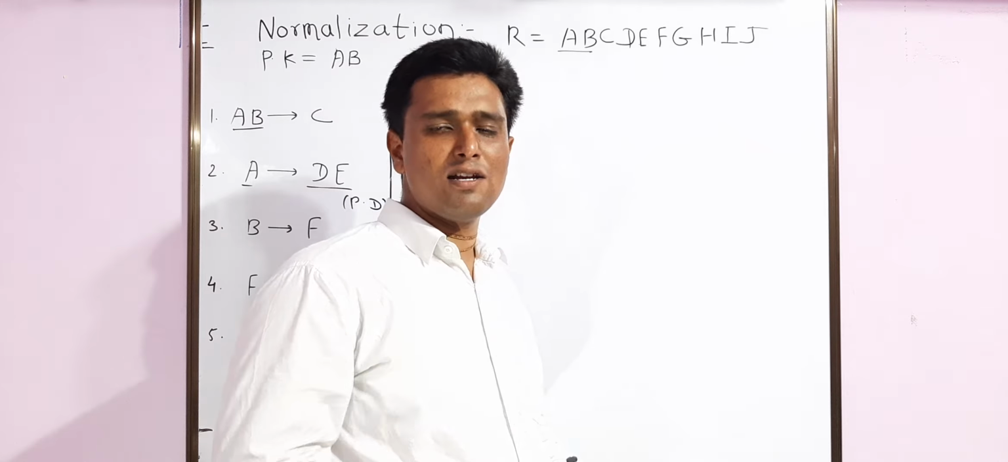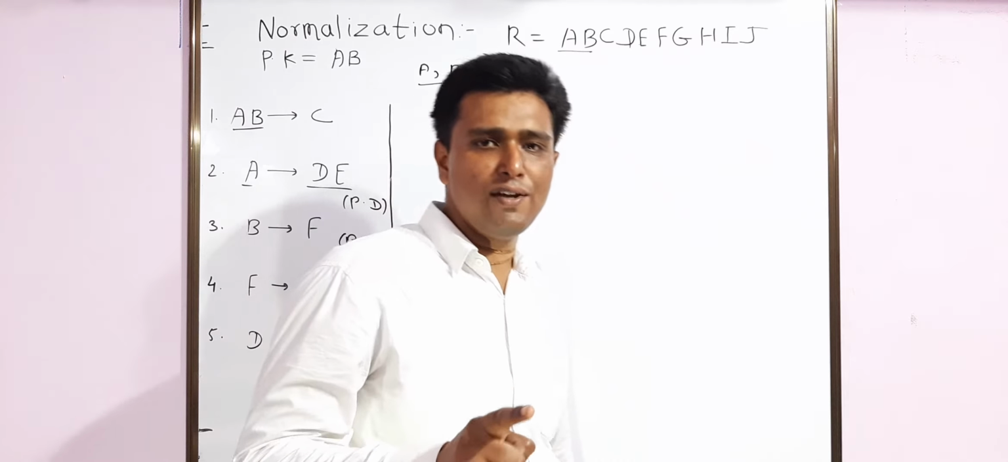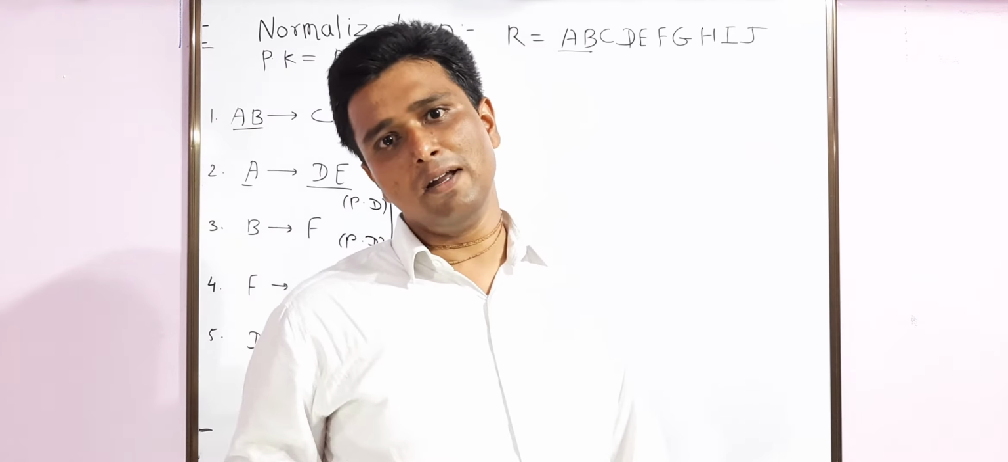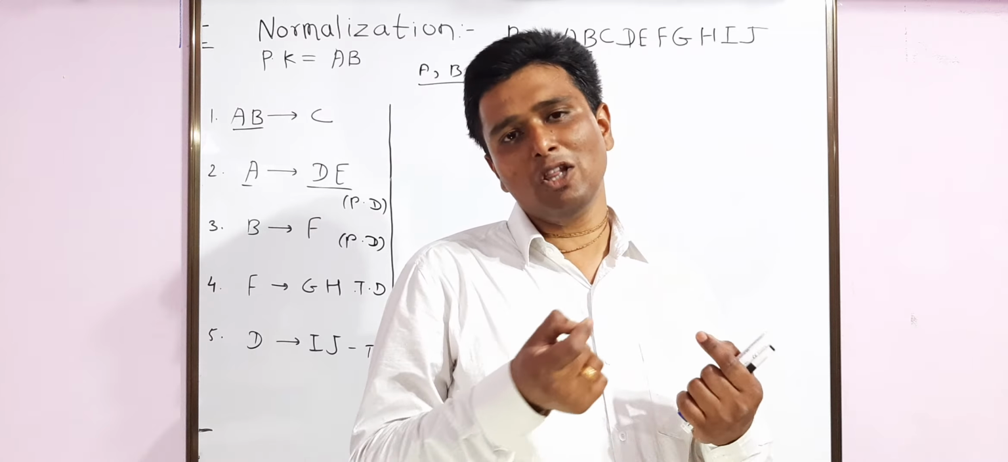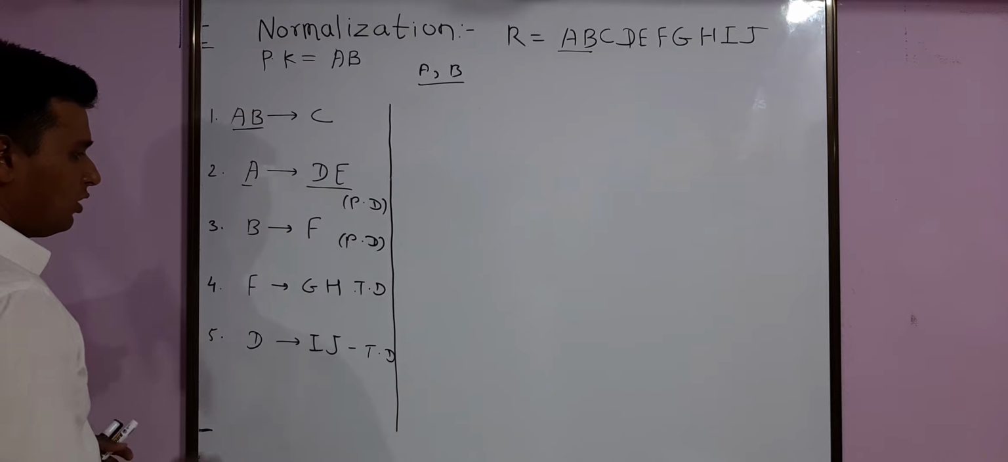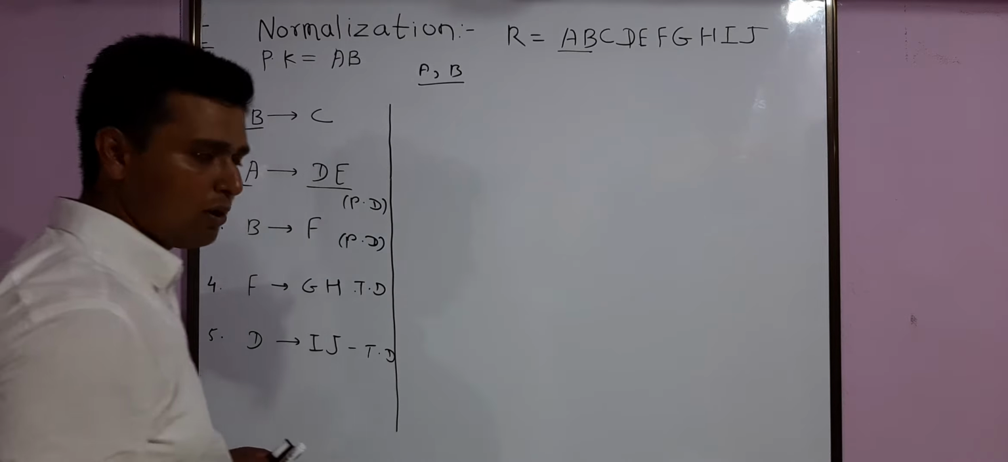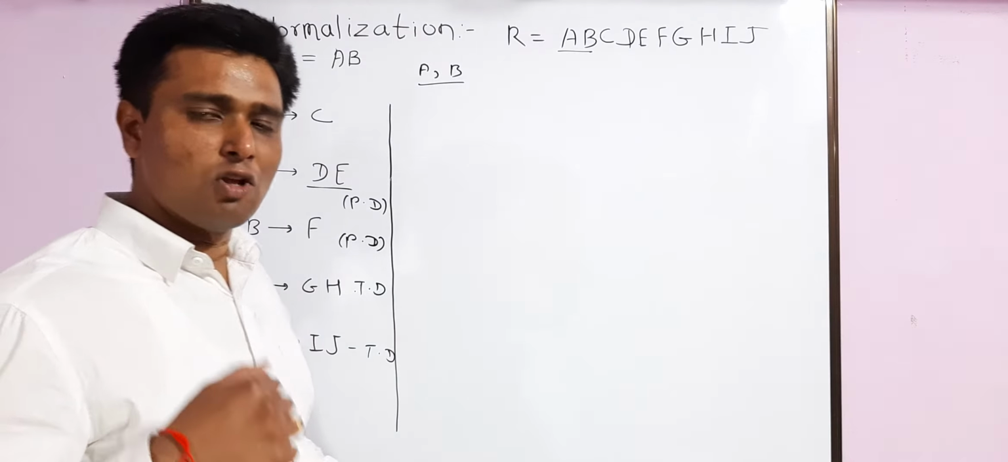And what are the characteristics of 3NF? First, it should be free from transitive functional dependency. What is transitive functional dependency? There should not be any relationship between non-key attributes. Like in this case, if there is a relationship between non-key attributes, we can say this is a transitive dependency. And when there is a transitive dependency, we can say that the table is not in 3NF.